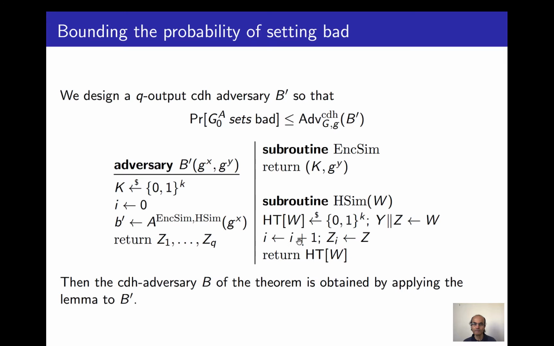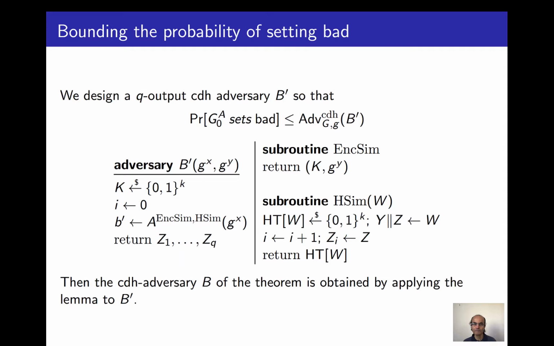Additionally, however, it keeps track of all the Z parts of these queries, the second part over here. Why is that? Because it knows that somewhere in one of these queries, that is going to be g to the power xy. This will be g to the y, this will be g to the xy, and that's what it's seeking. However, it doesn't really know a priori in which of those Q queries that'll happen. And the way it gets around that is that it just collects all the candidates and outputs that list. And as long as game G0 returns 1, this list will contain somewhere in it that correct g to the xy value. And that's enough to make B prime win.